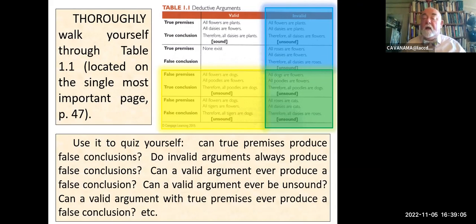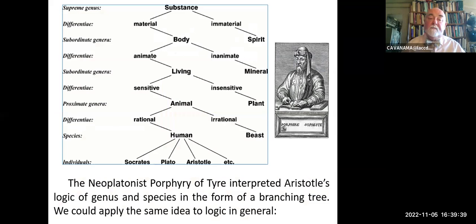And quiz yourself, ask yourself the question, can true premises ever produce false conclusions? Can I find examples on this table in which they do? Yes. Do invalid arguments always produce false conclusions? No, sometimes they can produce true conclusions. I can see that on the table. Can a valid argument ever produce a false conclusion? Yeah, I can find an example. Can a valid argument ever be unsound? I can find an example, and so on and so forth. And if you can walk yourself through this table with that kind of quiz in mind, then any question that I give you on an exam is not going to be a surprise. So that's a good study technique.